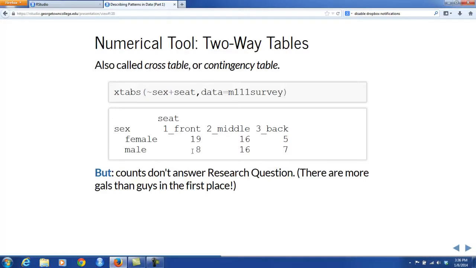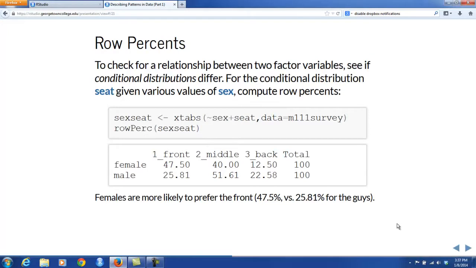The reason is that there are more females in the study in the first place. There are 40 females in the study. There are only 31 males. So we would expect more females in the cells that are in the top row than we would expect for there to be males in the cells in any of these second rows, just because there's more females in the study. What we really need here are percentages.